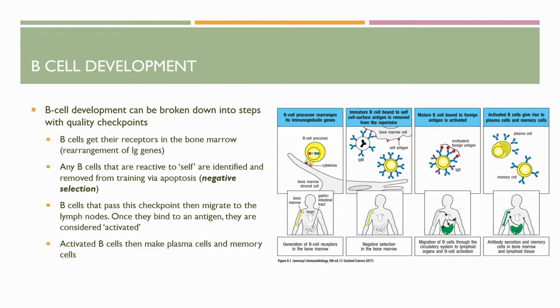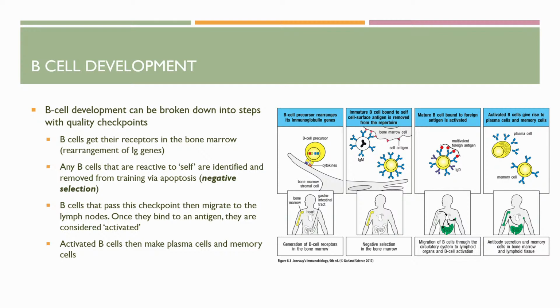So B cell development. B cell development can be broken down into steps with quality checkpoints. B cells get their receptors in the bone marrow. We said that after birth, they are maturing in the bone marrow. Their receptors involve the rearrangement of genes that we call immunoglobulin, or IG. This will become a little more familiar in a second. But for any B cell, there's a step-by-step process. They get their receptors in the bone marrow, and these receptors are specific for certain antigens and things that they are meant to attack.